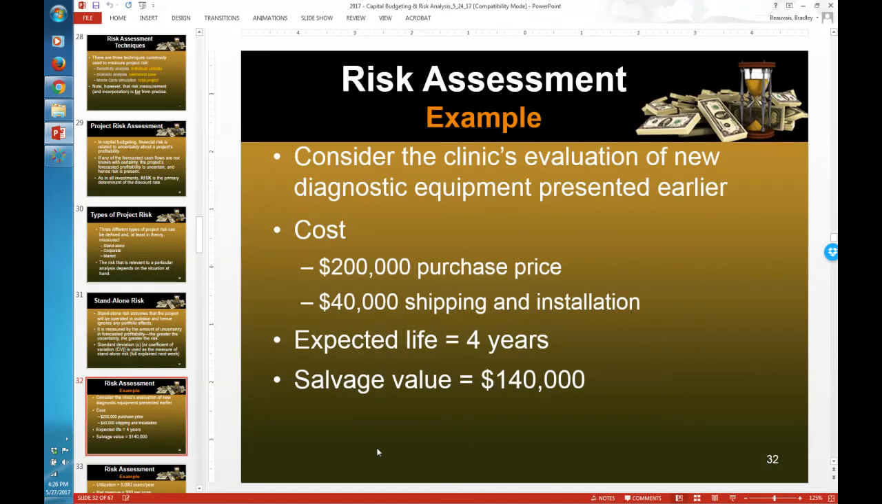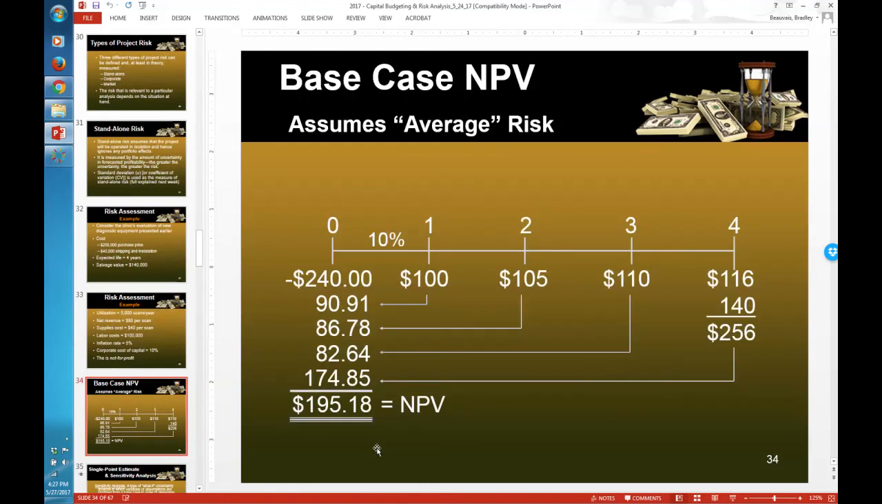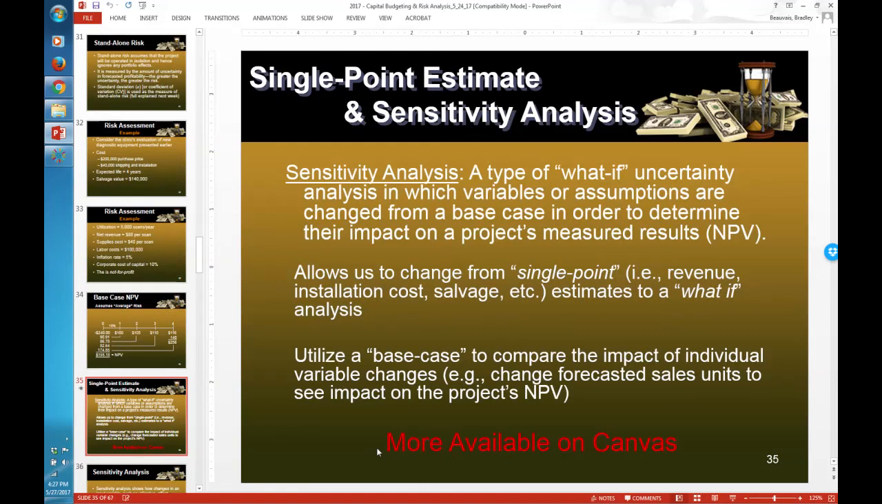So if we go back to that prior example, buying that same piece of diagnostic equipment we just talked about, all the same calculations. If we build our model right, we can start to do some of these what-if analyses, where we take our baseline starting net present value, which is essentially our base case, and start to make adjustments.